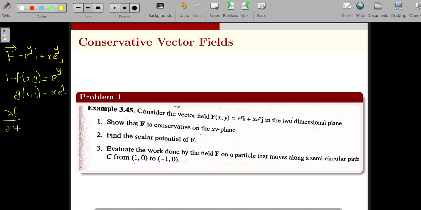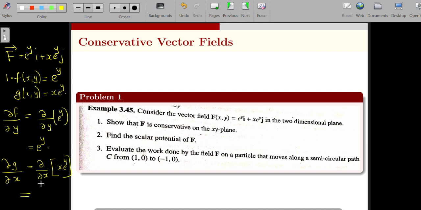What is ∂f/∂y? ∂f/∂y is in fact ∂/∂y of e^y. This is equal to e^y. What will be ∂g/∂x? This is equal to ∂/∂x of x e^y. So what is the partial derivative of x e^y with respect to x? It will be e^y.